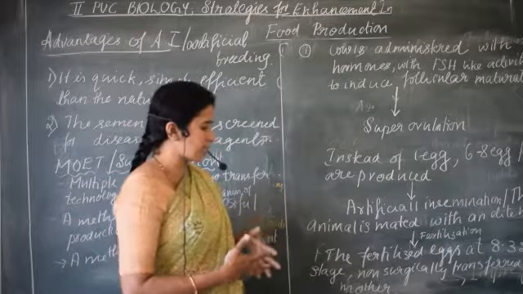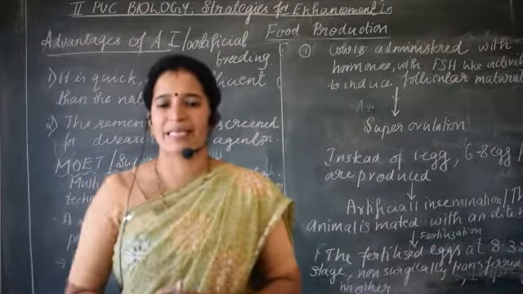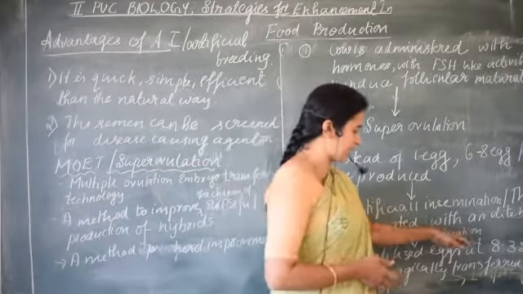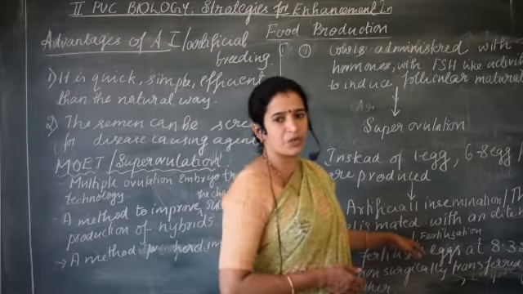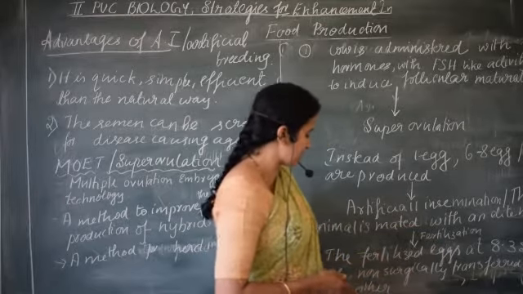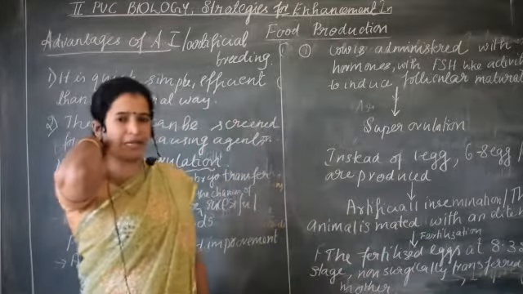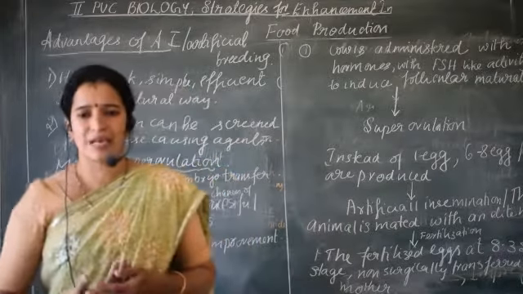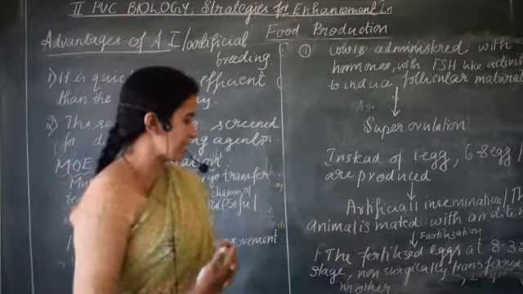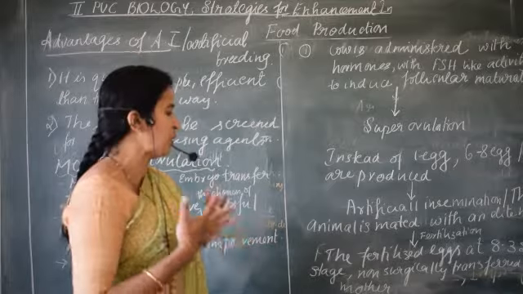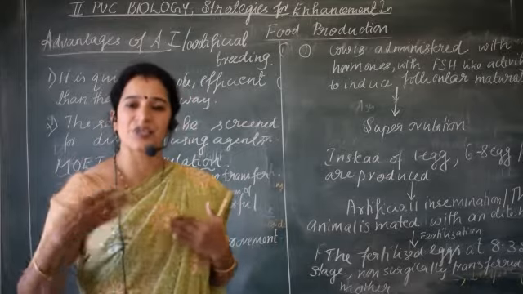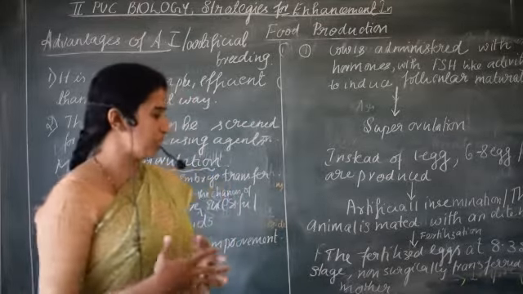Now what happens next, once the release of ova is done and insemination is also done? The next step is fertilization, the fusion of gametes. Fertilization leads to what next? What happens during fertilization? We know that once the gametes are fused, a zygote is formed. The zygote starts to multiply and the number of cells goes on increasing. The fertilized egg reaches a stage of 8 to 32 cells.